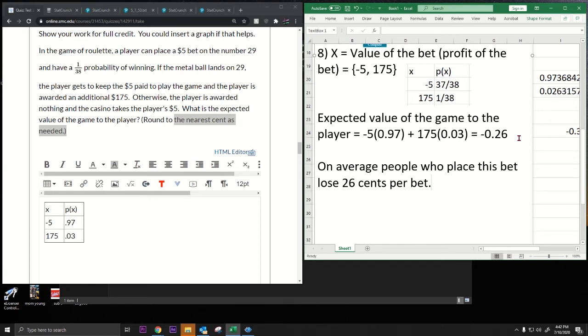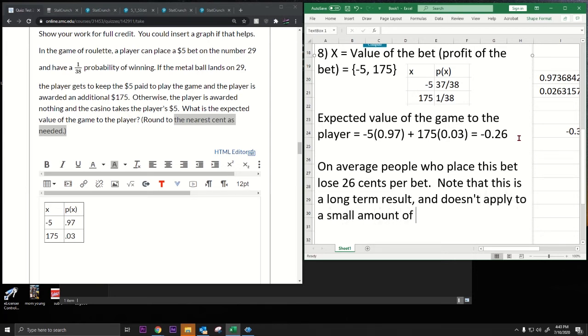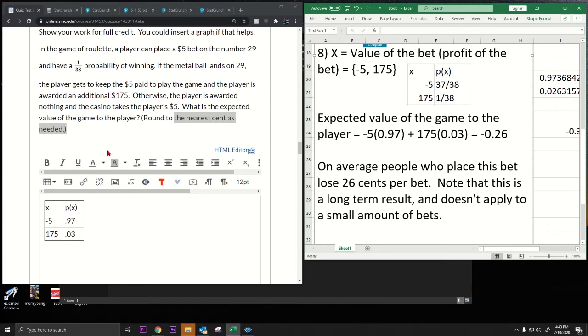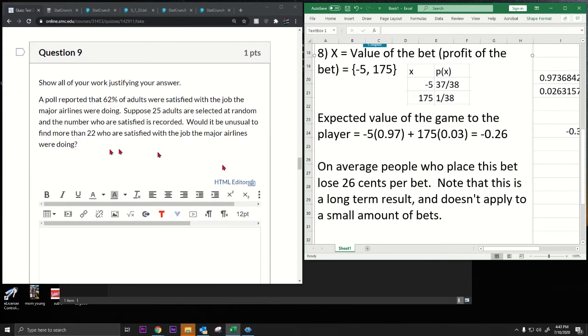That's a long-term result and it doesn't apply to a small number of bets, because obviously if you bet once you're not going to lose 26 cents, right? If you make this bet one time, you're not losing 26 cents. You're either losing $5 or winning 175. So, alright. That was tough. Number 9.